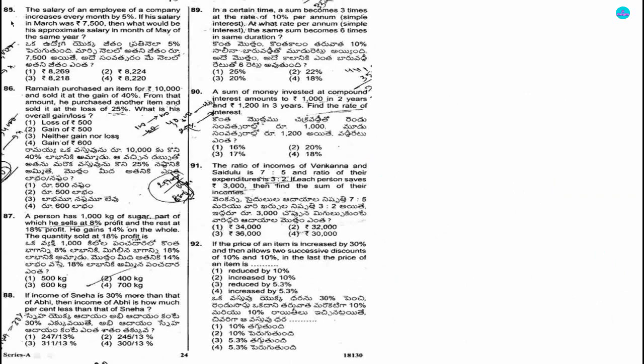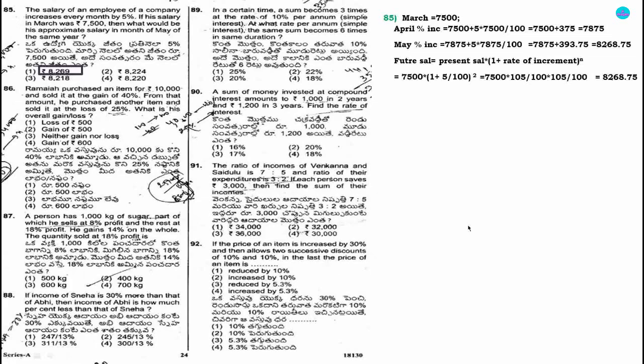Now 85. The salary of an employee of a company increases every month by 5%. If his salary in March was 7,500, then what would be his approximate salary in the month of May of the same year? Now in March, what is his salary? 7,500. Next, in April, what happens? It increases by 5%, yes or no? So 7,500 plus 5 into 7,500 by 100, that equals 7875.